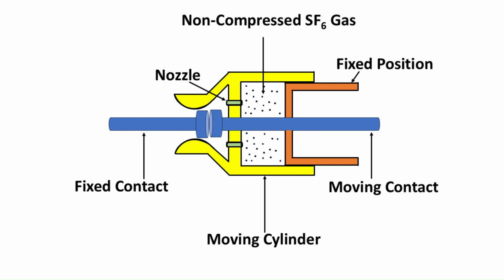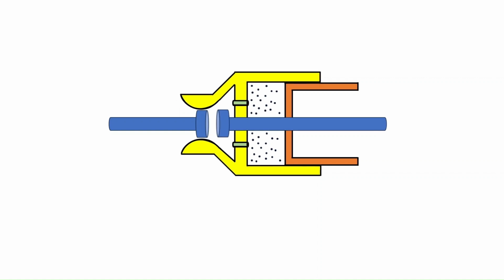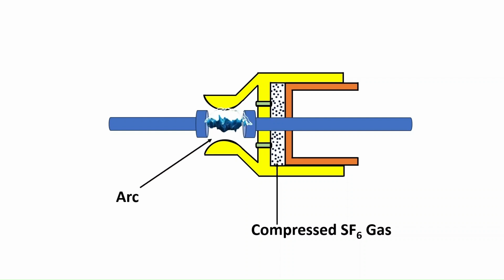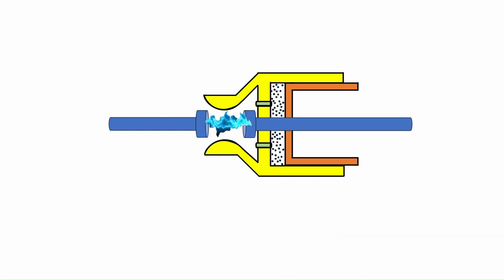In puffer type SF6 circuit breaker, fixed contact and moving contact are closed at the time of normal operating condition. When a fault occurs, the moving contact will move backward along with the moving cylinder. As the moving cylinder moves, SF6 gas present between the moving cylinder and fixed member will get compressed. Arc is formed between fixed contact and moving contact. Compressed SF6 gas is allowed to pass onto the arc through the nozzle, and due to the high dielectric strength of SF6 gas, the arc is interrupted.